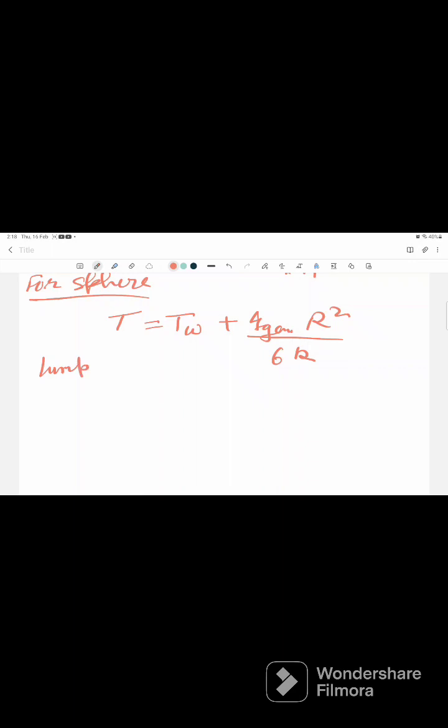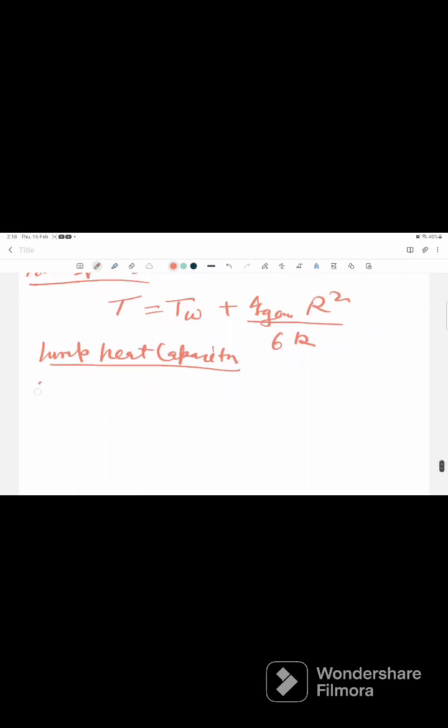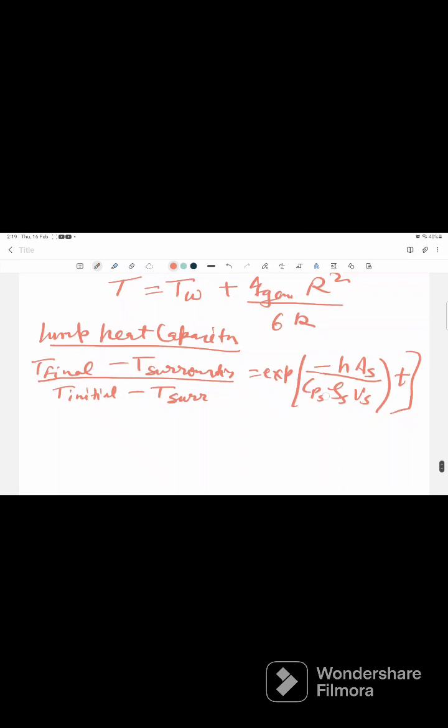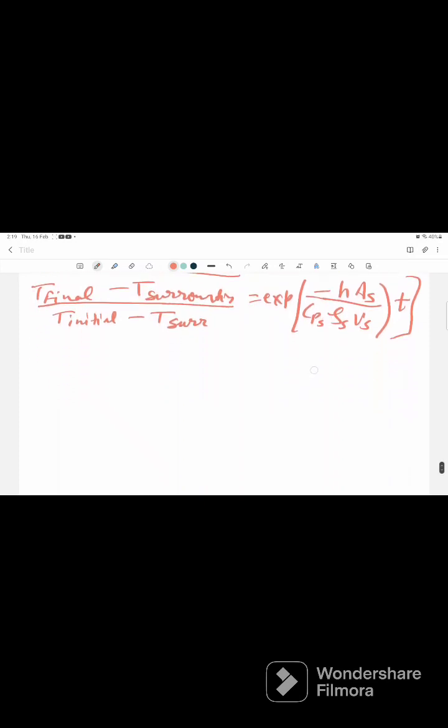Lumped heat capacity is defined as (T final minus T surrounding) upon (T initial minus T surrounding) is equal to e raised to minus hAs by rho Vs C into t. Heat capacity.